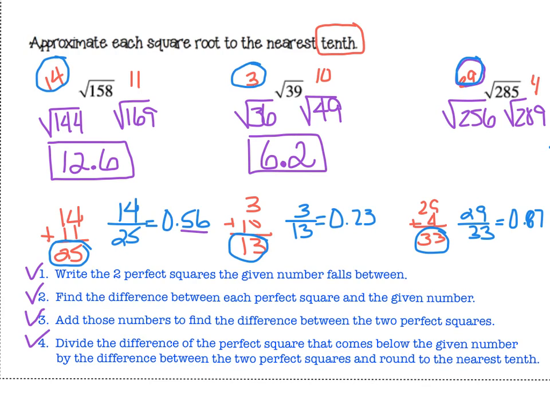So when I write my final answer, because the square root of 256 is 16 and the square root of 289 is 17, I know my answer is going to be 16 point something. It's got to come between 16 and 17. I'm going to look at my decimal that I figured out, which is 0.87, and round that to the nearest tenth. If I'm going to round to the tenth, I'm going to look at the next digit to help me decide. Since this is higher than 5, that means it's going to become 0.9. So 16.9 is going to be my approximation to the nearest tenth.